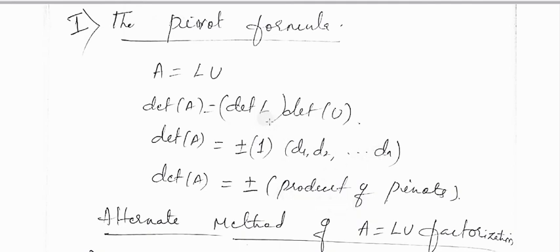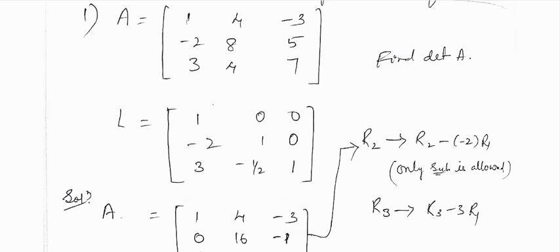Therefore, whenever we reduce the matrix A to a product of two triangular matrices, its determinant is always equal to plus or minus the product of pivots. Let me take one such example here. Here I have taken an example where A is equal to [1, 4, -3; -2, 8, 5; 3, 4, 7], and I have also given the lower triangular matrix of A.